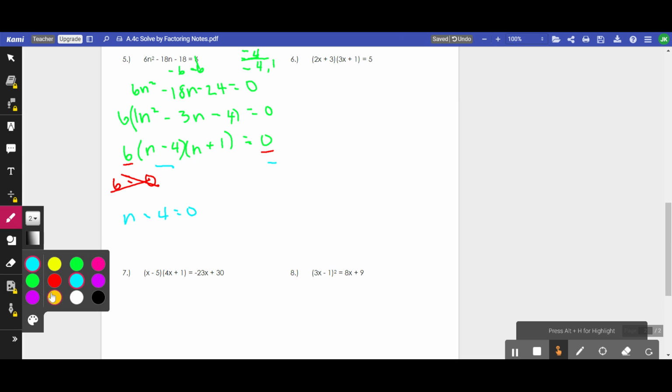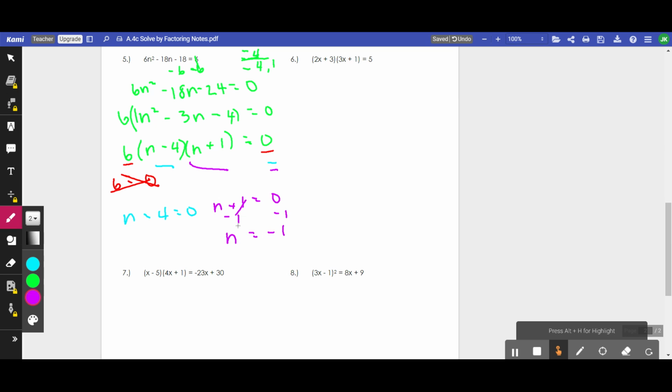And then you'll have your other one. So you can subtract 1 there. So you'll have negative 1 for one of your solutions or roots. And then you can solve your equation here. So you'll have to add 4. So this will be 4 once you add those together. So that means you have two solutions or roots there: 4 and negative 1.